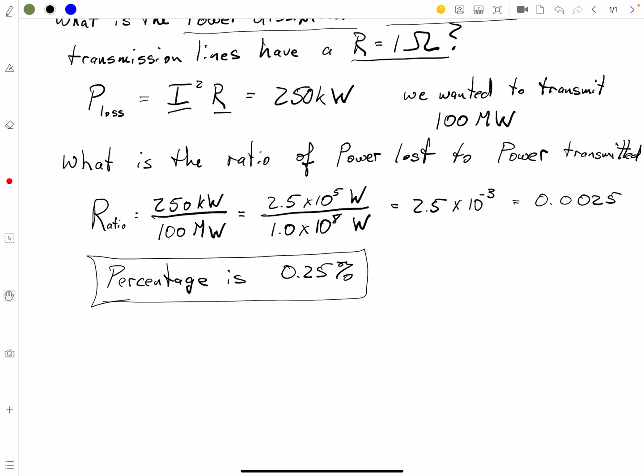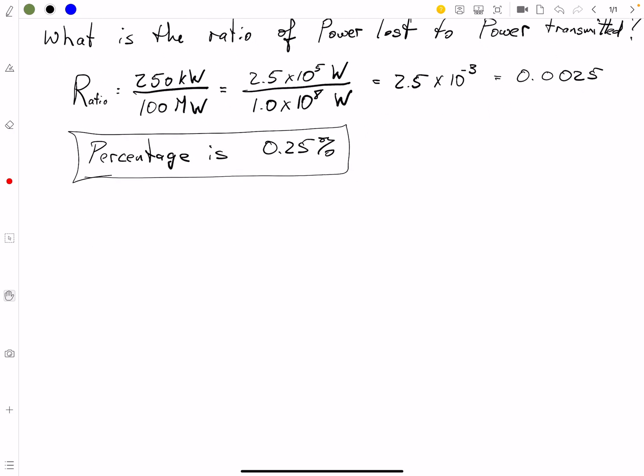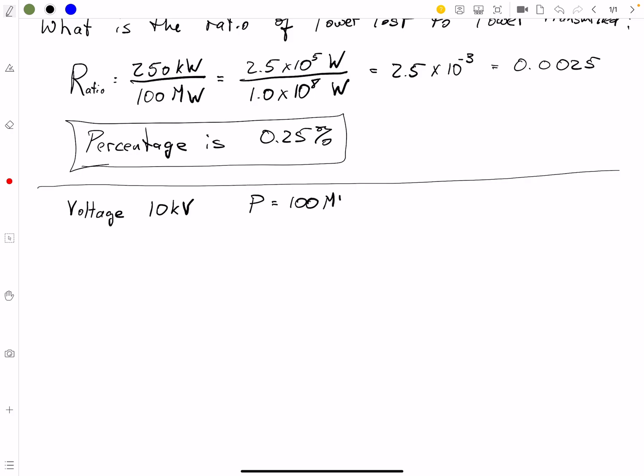10,000 volts. So 250,000 down to 10,000. 10,000 volts is still a lot of volts. Okay, but we're going to do the exact same thing with our voltage. Our VRMS is 10K volts. Okay, and we still want that same power transmission of 100 megawatts. All right, 100 megawatts of power.